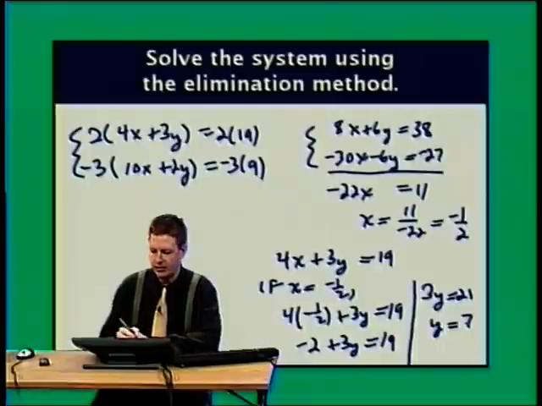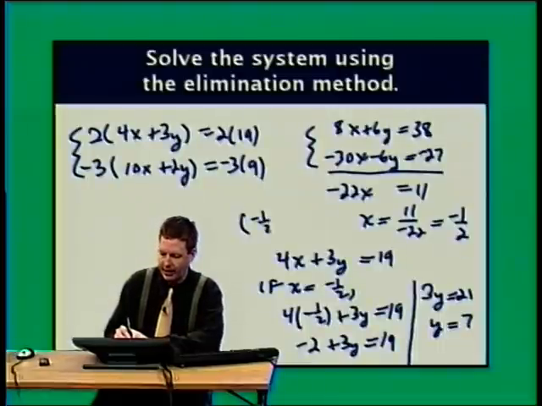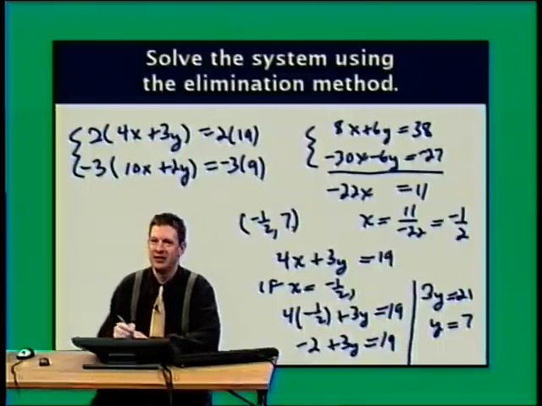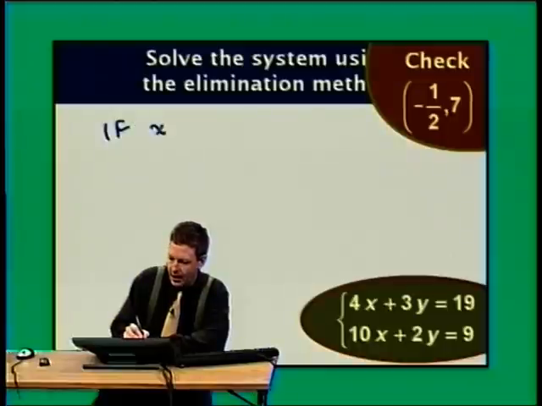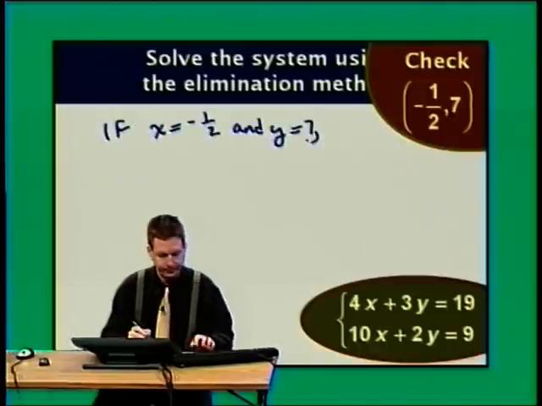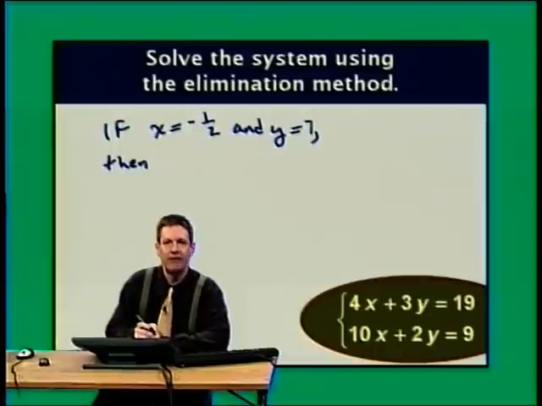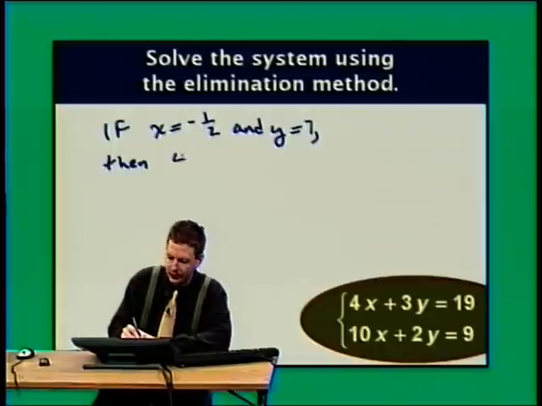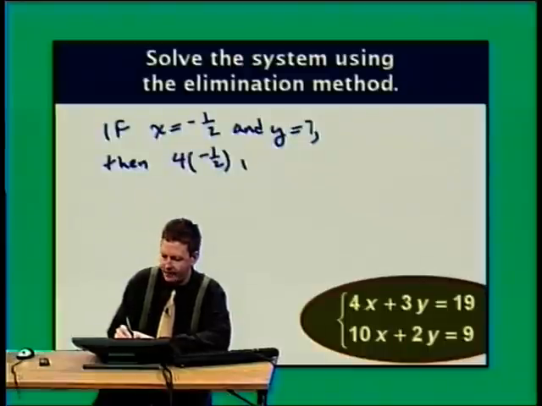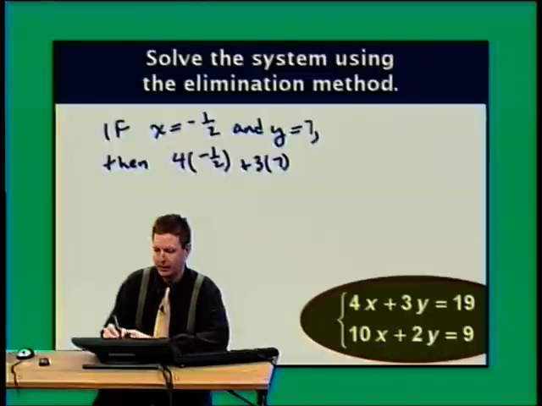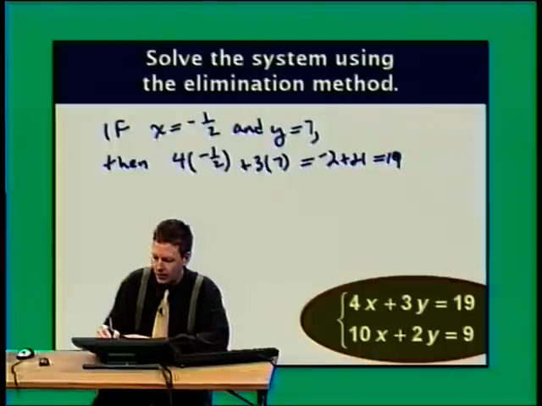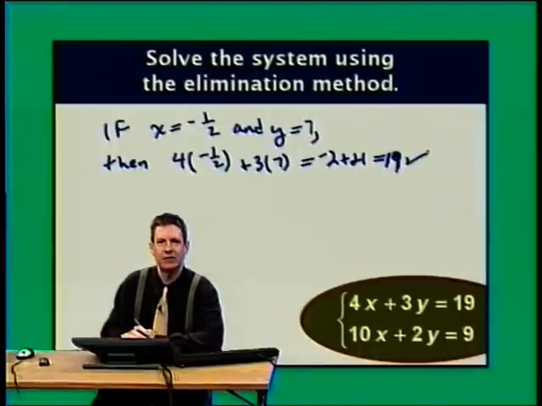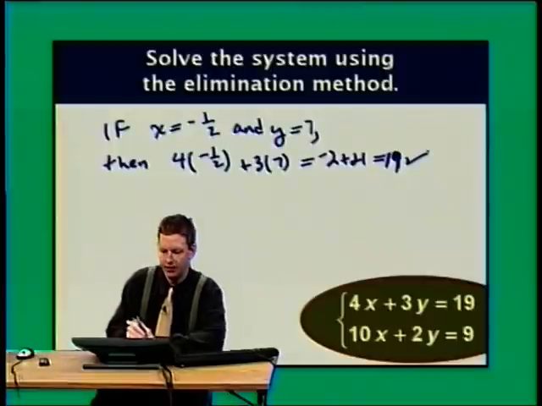So it looks like our solution is going to be the ordered pair negative 1/2, 7. But you know what the next step is? We need to check. So if x equals negative 1/2 and y equals 7, well then, the variable expression in the first equation becomes 4 times negative 1/2 plus 3 times 7. That would be negative 2 plus 21, which is 19. So we're good to go on the first equation because that's what we wanted 4x plus 3y to evaluate to.